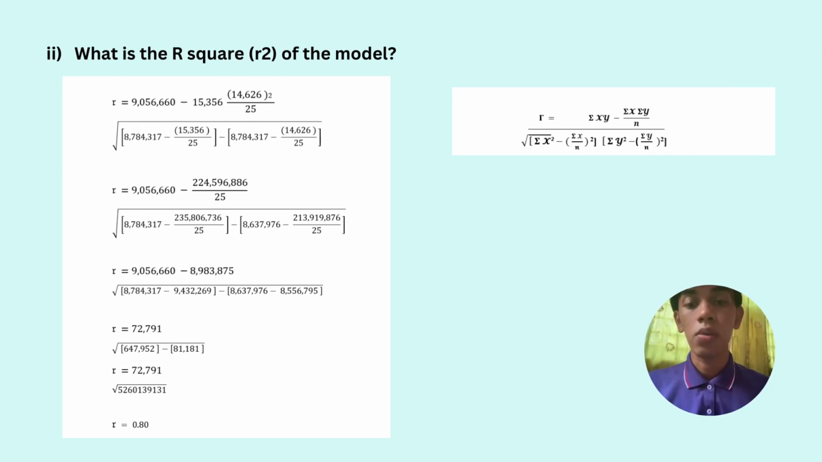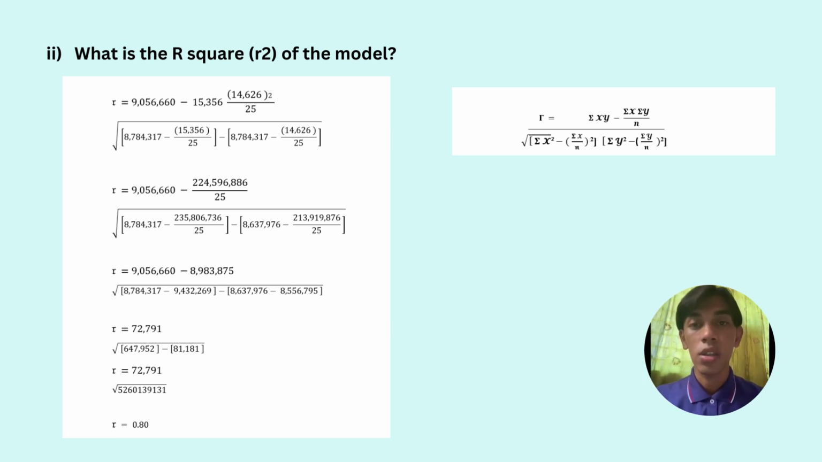The question for part 2 is what is the R-square of the model? So basically we will use this formula to get the answer. The formula is sum xy minus sum x sum y divided by n, over the square root of sum x squared minus bracket sum x bracket squared divided by n, and sum y squared minus bracket sum y bracket squared divided by n.